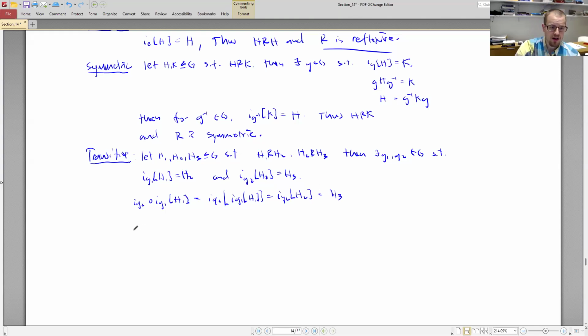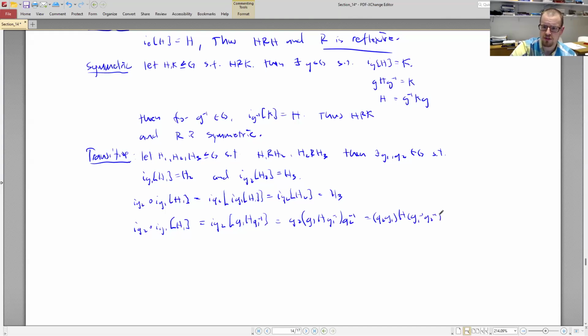So I end up with this, but I also can observe that I sub G2 composed with I sub G1 of H1 is IG2 of G1 H G1 inverse, which is G2 G1 H G1 inverse G2 inverse, which is of course G2 G1 H G1 inverse G2 inverse. There we go.